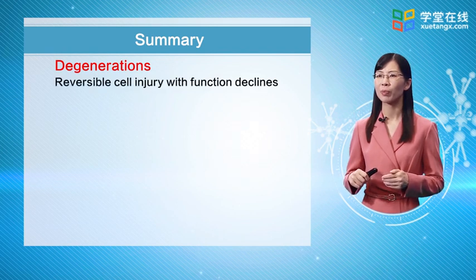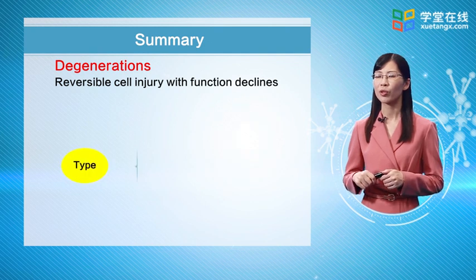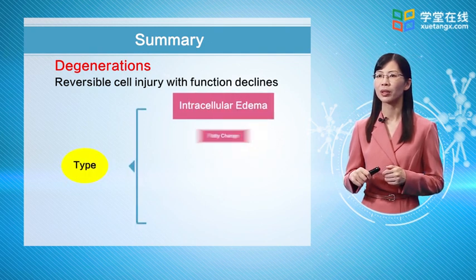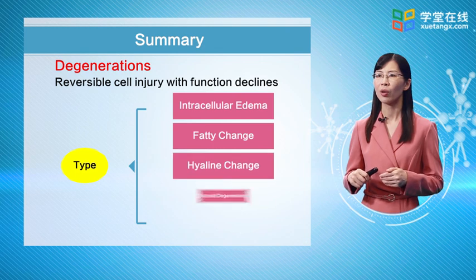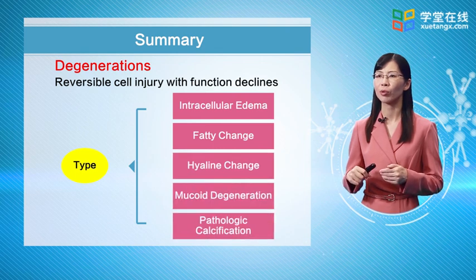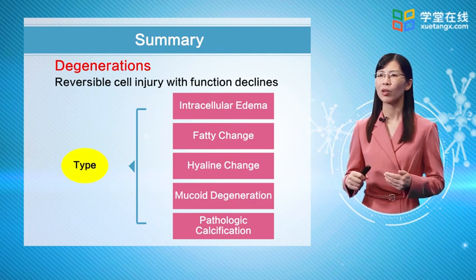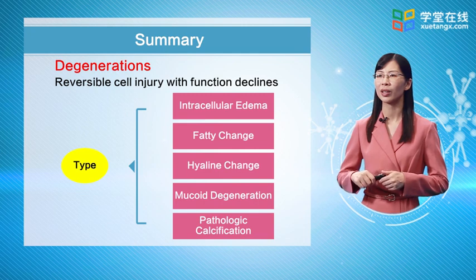Degeneration is a reversible cell injury with functional decline, and it is used to describe morphology. The changes are abnormal substances accumulation or inappropriate increase of normal substances. They may be stored inside the cells or deposited in extracellular location.